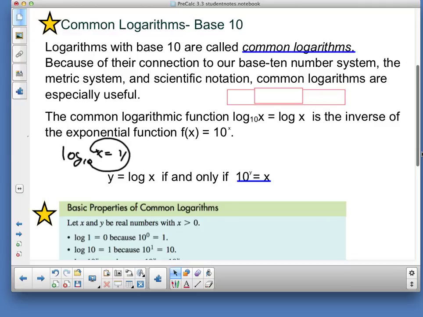But I can work with different base values for my log. I can go base 2, base 3, base 8, whatever I want to do, okay? But when I have a different base, my index has got to be written down. But if I skip it, I'm assuming it's base 10. So the common logarithm function, log base 10 of x, which is equal to log of x, is the inverse of the exponential function 10 to the x power.